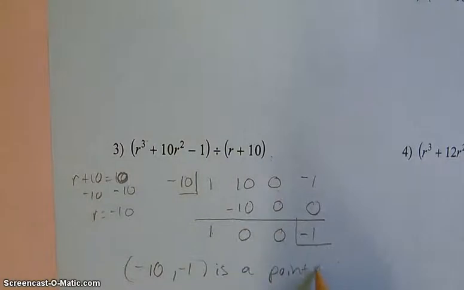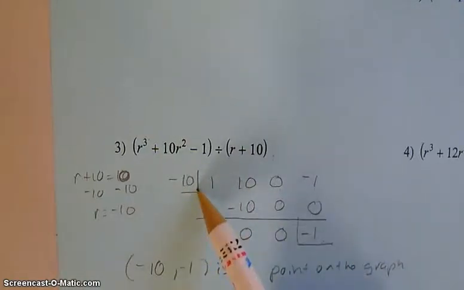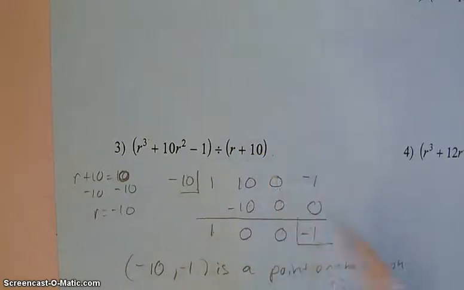Now, had I gotten a solution of 0 here, that would have told me that the number here was a solution. It's like if this had been a 0, I would have said negative 10, 0 is an x-intercept, and then this was a factor. But since it's not 0, it's just a point on the graph.